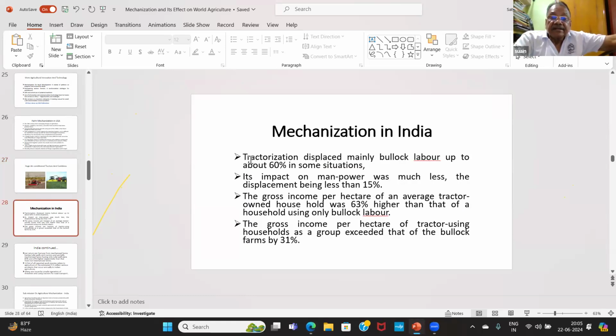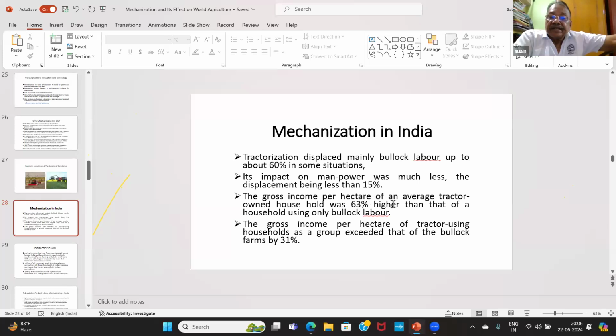In our country, we have developed, mechanization is there, but we have not achieved much. It is up to 60% in some situations. Tractorization displaced mainly bullock labor, but up to about 60%. But now at present you will find almost no village with bullock cultivation, almost all tractors, and power tillers in Odisha also are very limited.